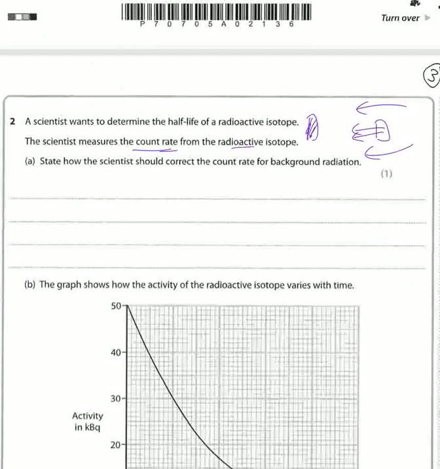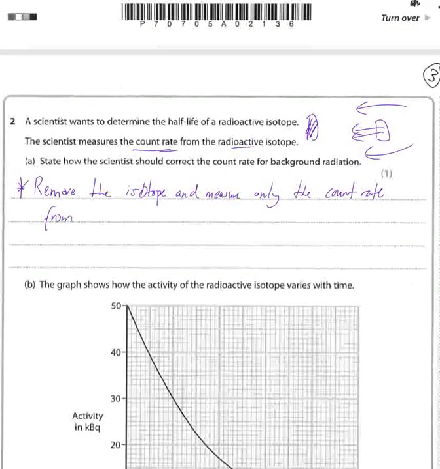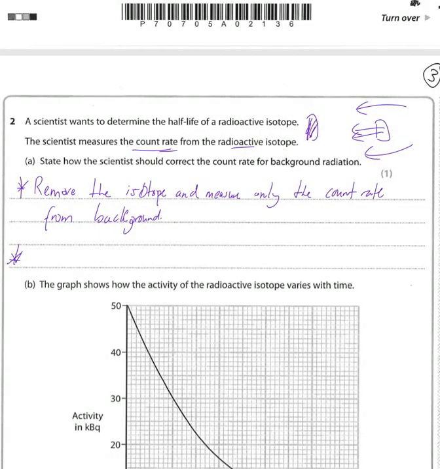So we need to talk about this one here. I think you guys already know this one. So it's 1 mark, which is a shame. Normally this would be worth like 3 or 4 marks before. Okay, so you need to remove the isotope and measure only the count rate from background. And finally, you need to subtract.